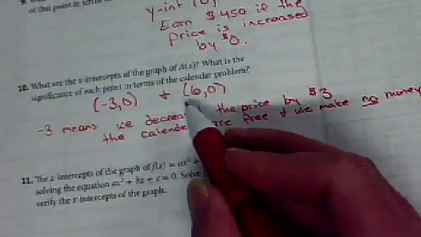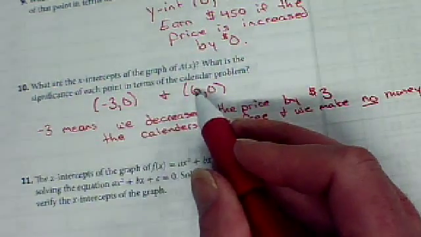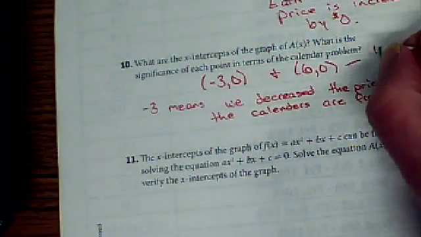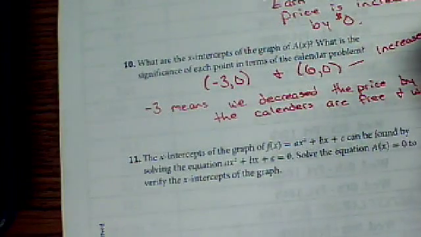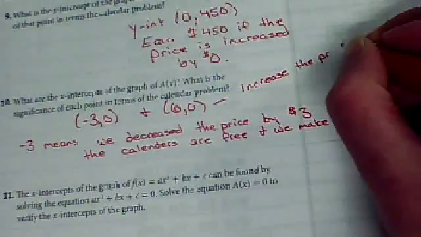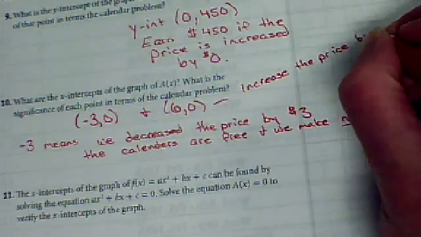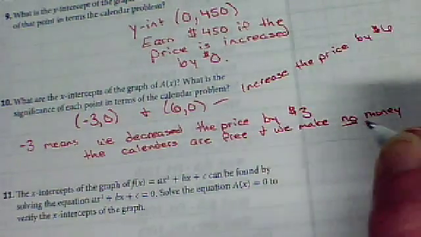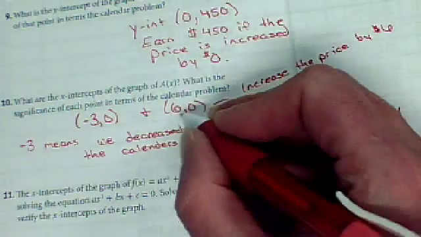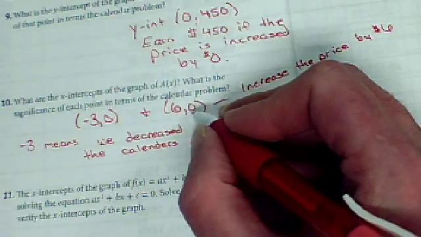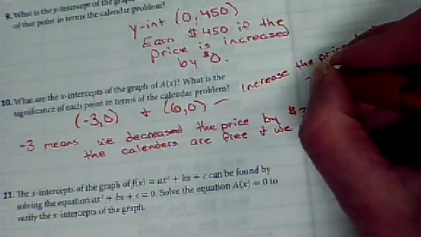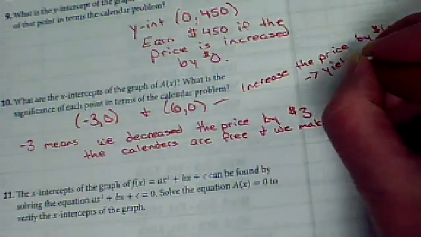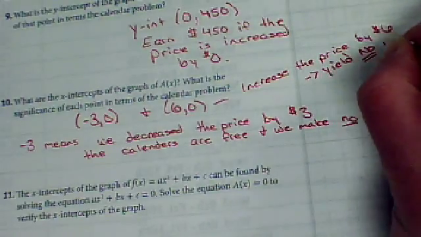Now what's the other option mean? The 6 is where the x is. So that means we would increase the price by $6. What happens if we do that? If you increase the price by $6, nobody's going to buy it. That would yield no profit.